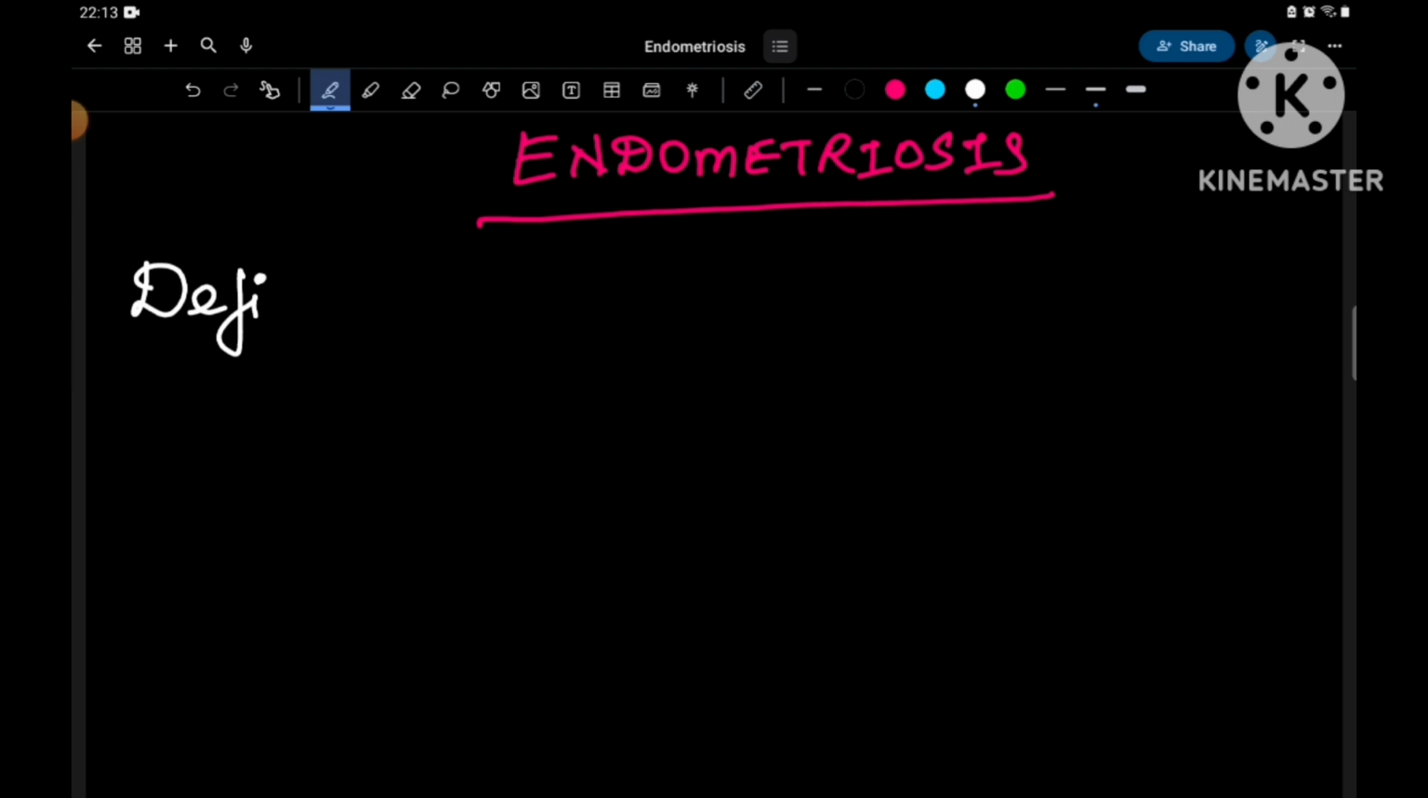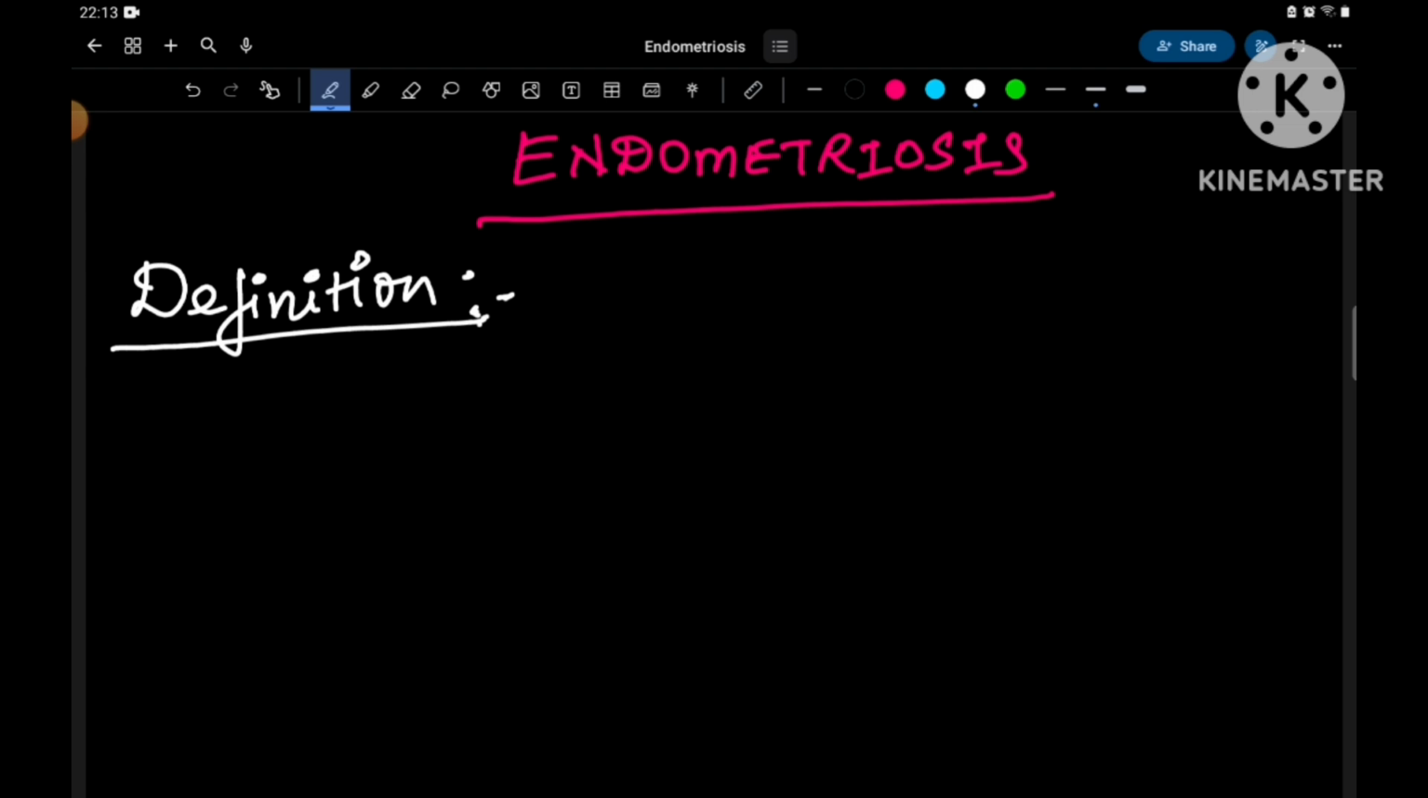So first, what is the definition? It's actually a very simple topic, but if we don't know the key features, it will be very confusing. While we read about endometrial cancers or many cancers, if we just keep on reading about fibroids, we will get confused about this endometriosis. So we should know the key points. Let's see what it is.